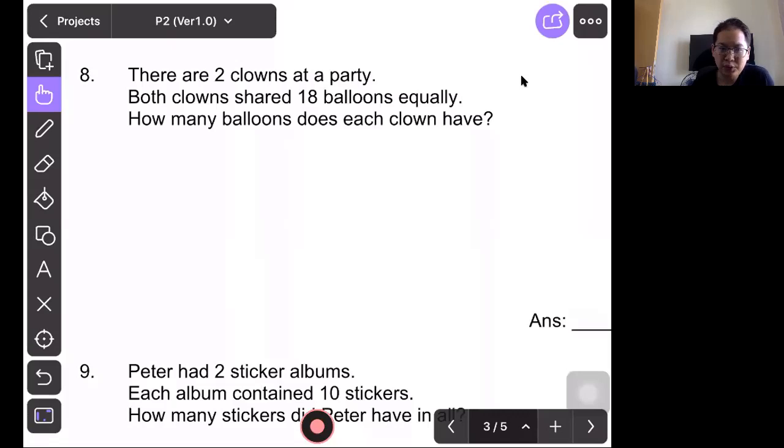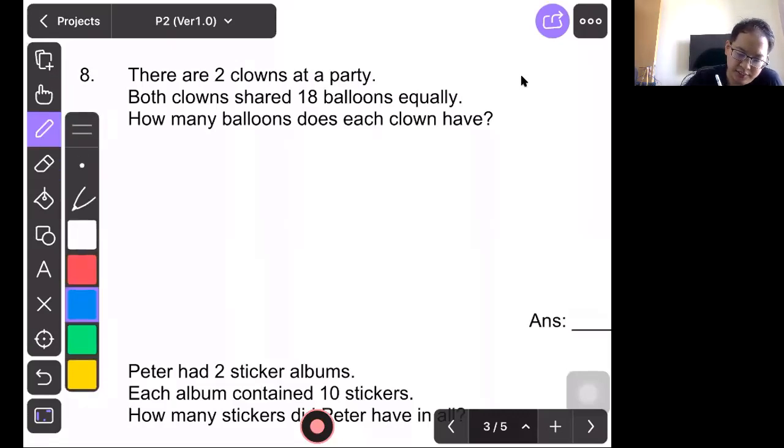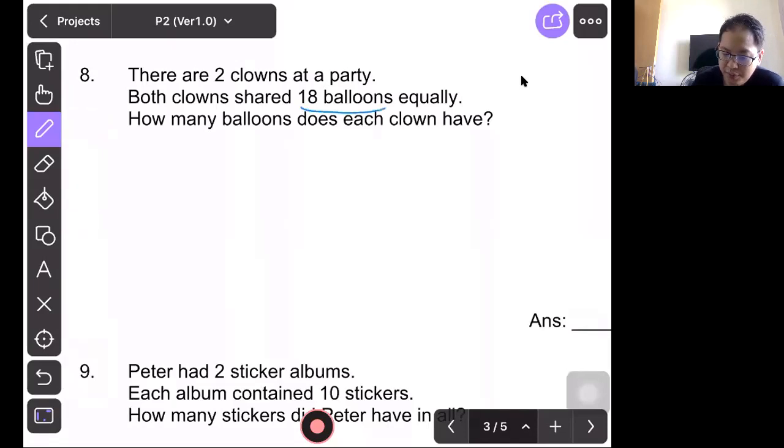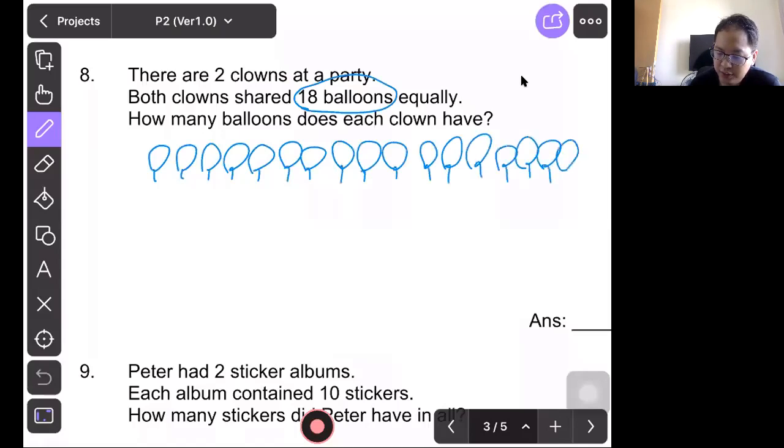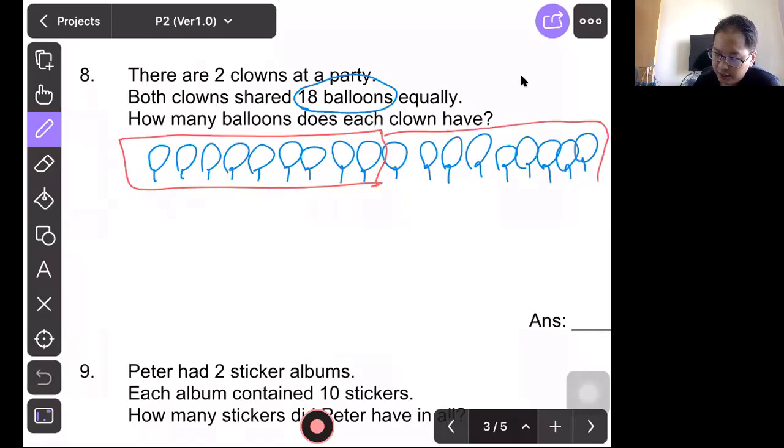So Mr. Tan drew balloons to help you understand better. So there are 18 balloons. 1, 2, 3, 4, 5, 6, 7, 8, 9, 10, 11, 12, 13, 14, 15, 16, 17, 18. So two clowns share. This is for the first clown, this is for the second clown. So 18 shared equally, we use divide by 2, and one clown gets 9 balloons. So the answer is 9 balloons.